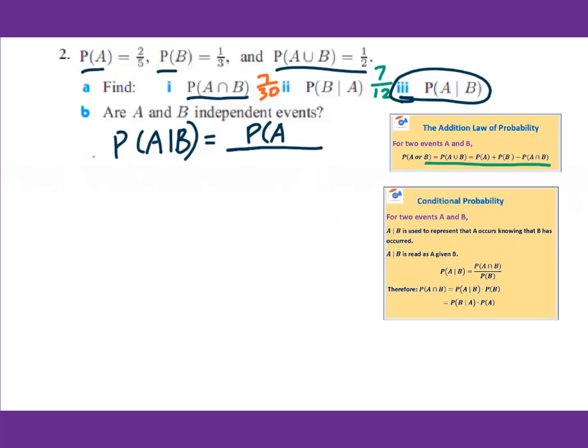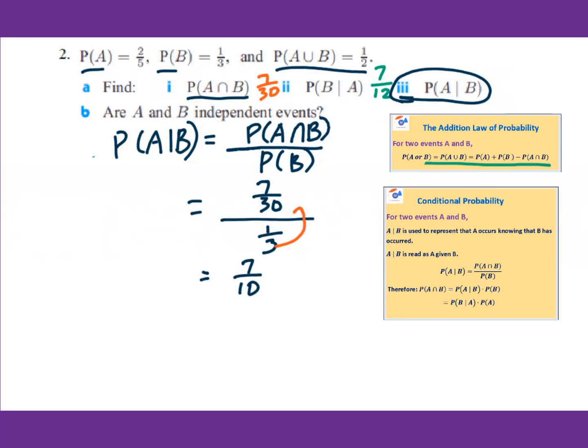Probability of A and B over probability of B. So you get the 7 over 30, over 1 over 3. You will get 7 over 10, because you take the one from the top, this one goes to the denominator, then reduce. You will get 7 over 10.